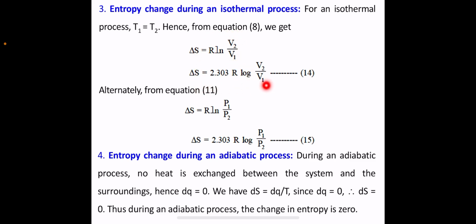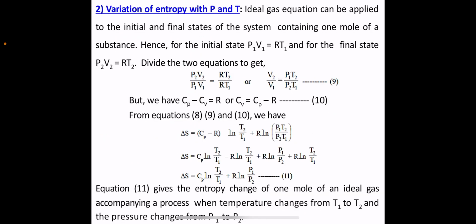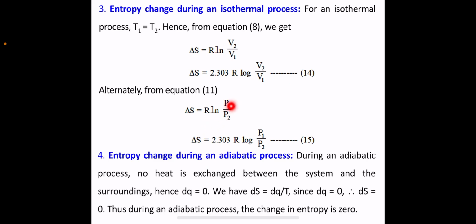Next, converting that equation, it will take the form delta S equals 2.303 R log V2 divided by V1. This is equation number 14, which is the entropy change during an isothermal process. Alternatively, from equation 11, since equation 11 is also the variation of entropy with pressure and temperature, if we take the temperature as constant, T2 divided by T1 will be constant. So alternatively we get delta S equals R ln P1 divided by P2. Therefore delta S will take this form.